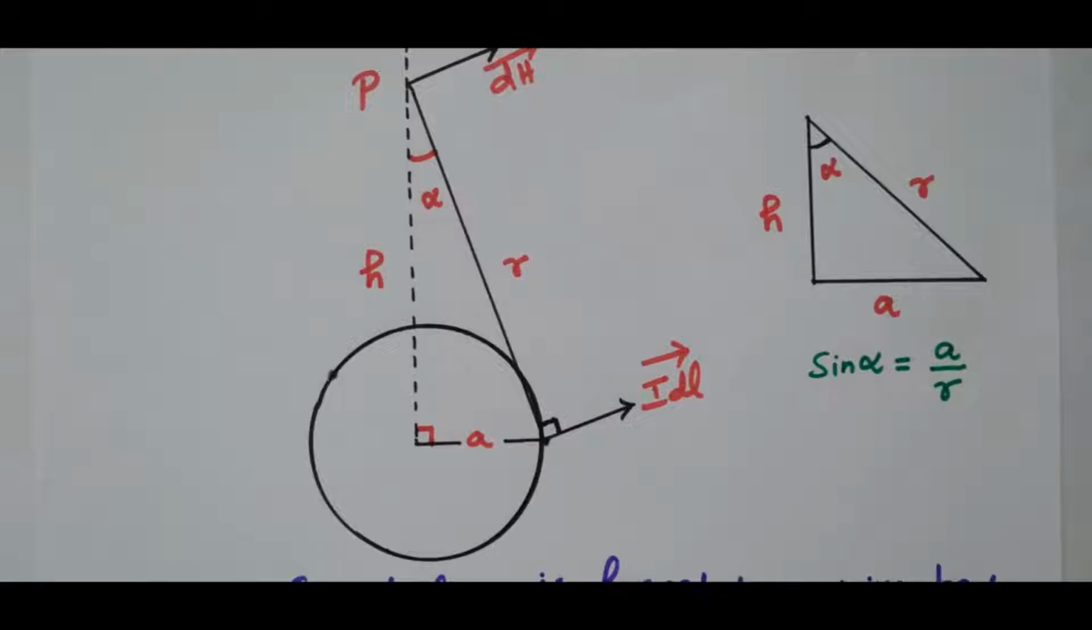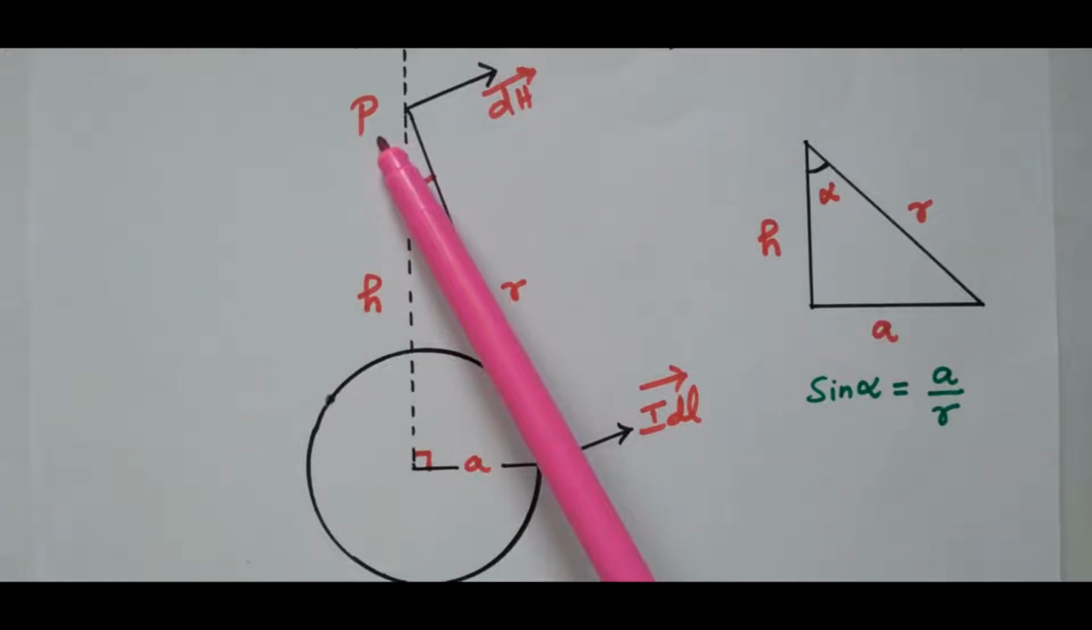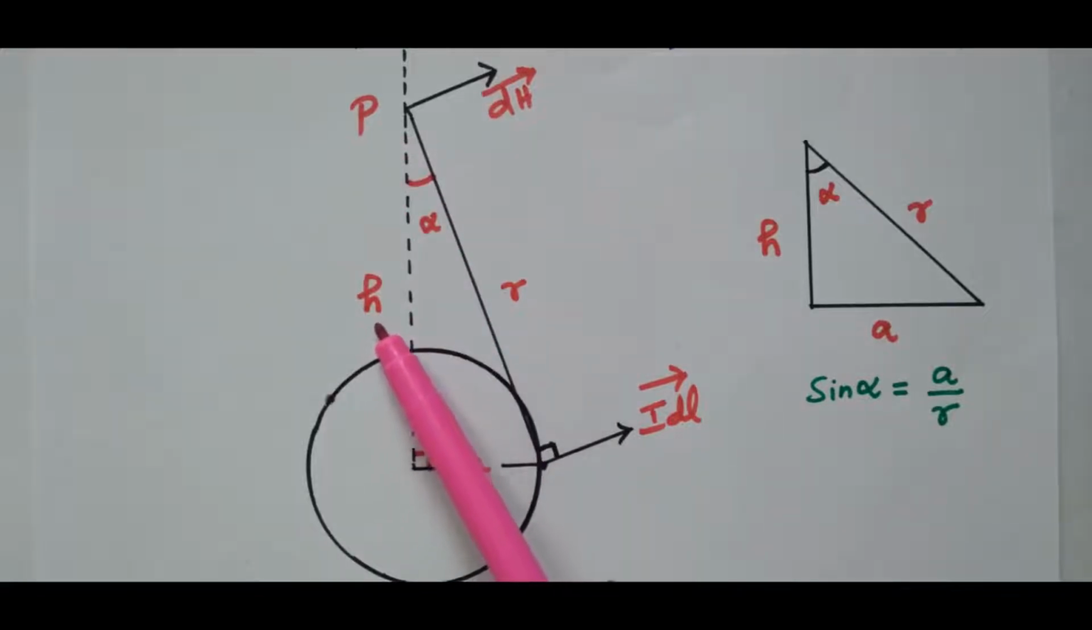One lengthy wire will be available. That lengthy wire's two ends are connected together and form the circular loop. So the radius of the circular loop is a meters. Our aim is to find the magnetic field intensity at this point P, which is at a distance h meter from the center of the current loop.